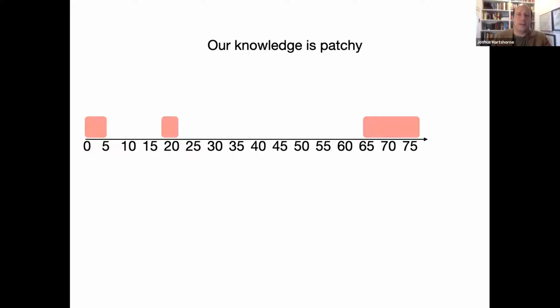So our knowledge of development is really patchy. We know a lot about, again, the very early years. We know something about college students, and we know something about retirees. Mostly we know about college students. And we just don't know very much about what's happening in between.